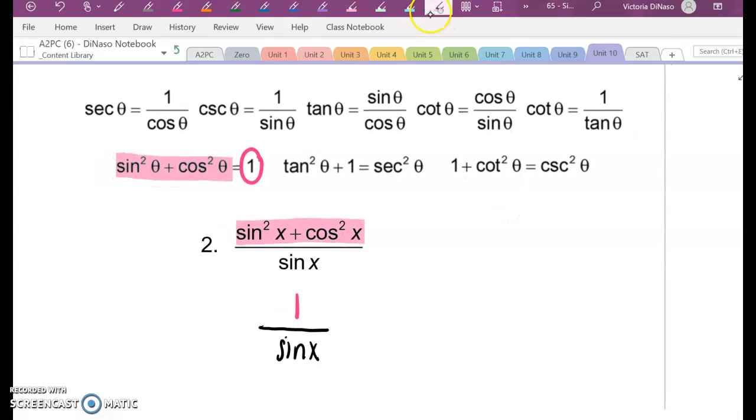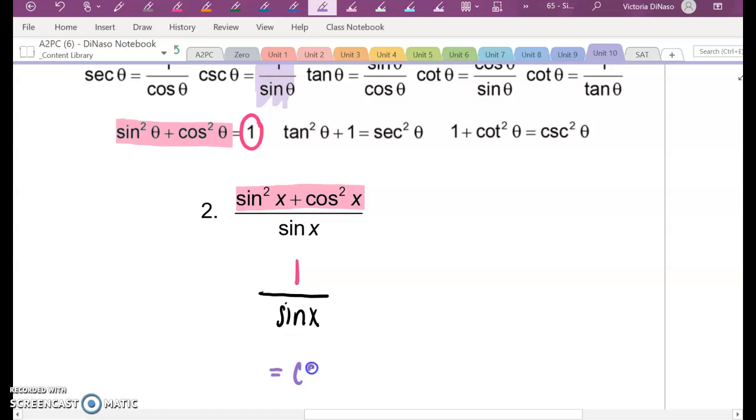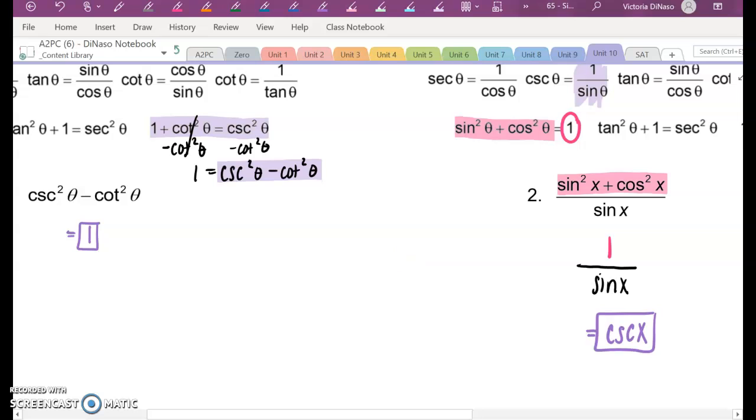And now I have 1 over sine x, which is cosecant. So I used 2 different identities in this problem. I used a Pythagorean identity, and I did an original identity that we were used to. So my final answer is cosecant x. Now, is there any difference between me putting a theta or x, or if you flip through your notes, you'll see a capital A, or you'll see the beta symbol? The symbol next to it does not matter. The only thing you're really changing is the trig identity: sine, cosine, tangent, secant, cosecant, cotangent. What's next to it does not matter.